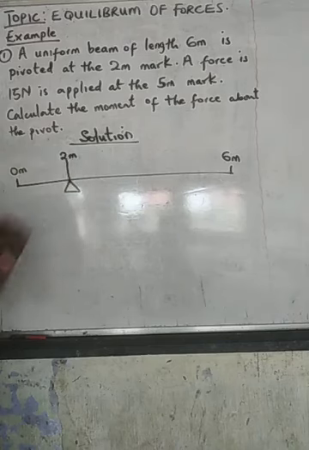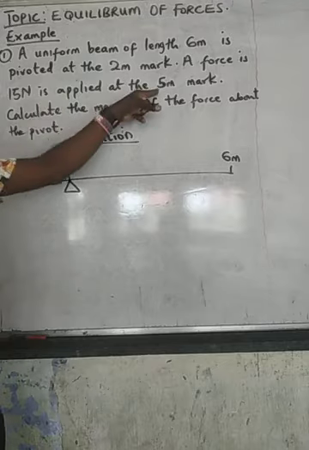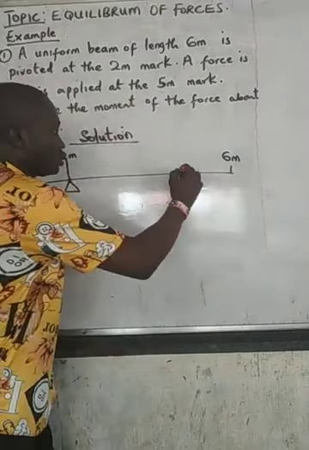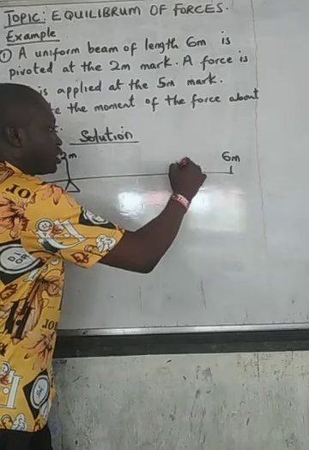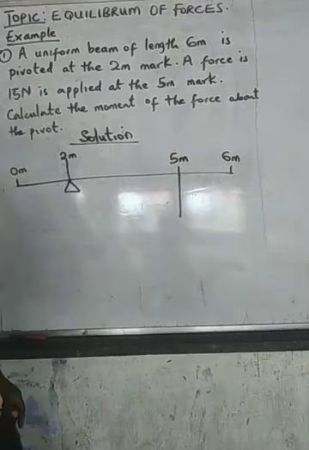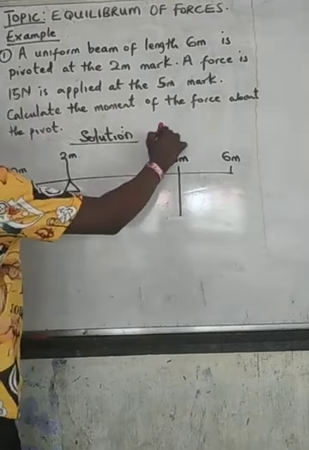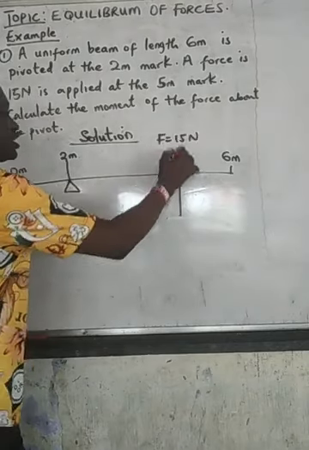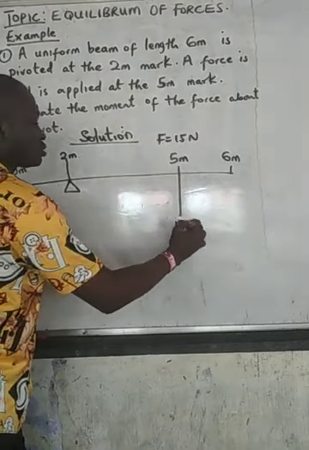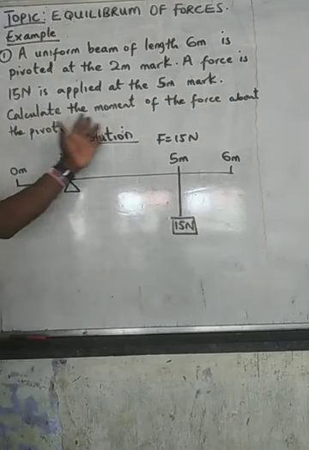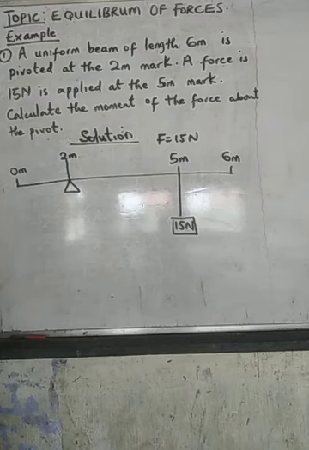The 2 meter mark. Now, a force of 15 Newton is placed at what? 5 meters. We all know that 5 meters is before 6. Then a force is placed here at what? 5 meters. So, a force of 15 Newton. A force is what? 15 Newton. And it's placed at what? The 5 meter mark, according to the question. Now, calculate the moment of the force about the pivot.